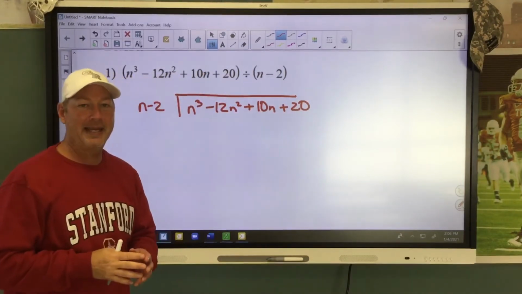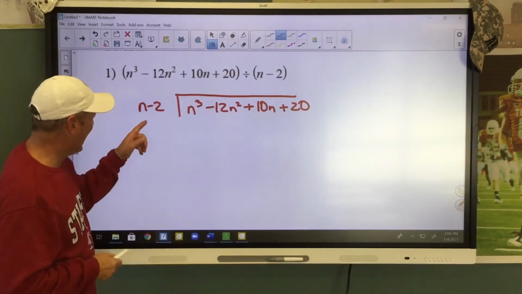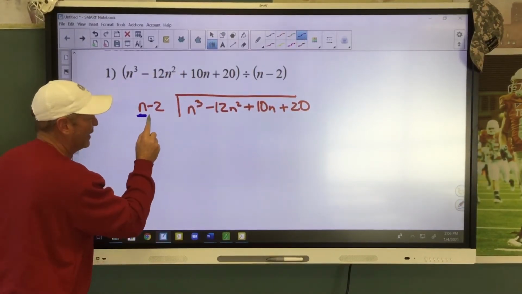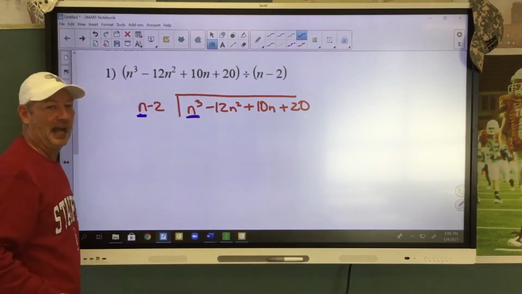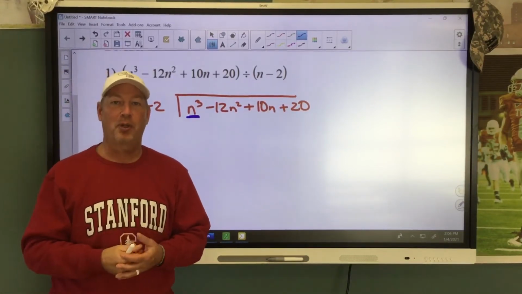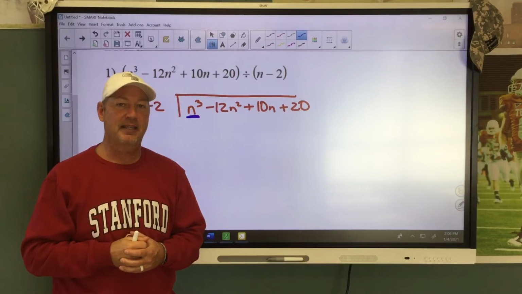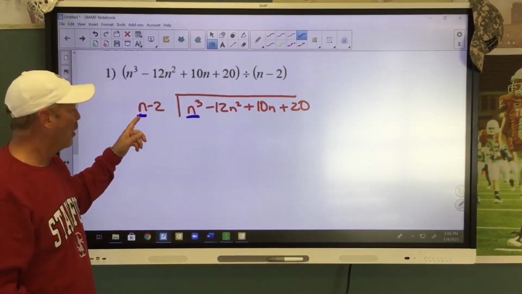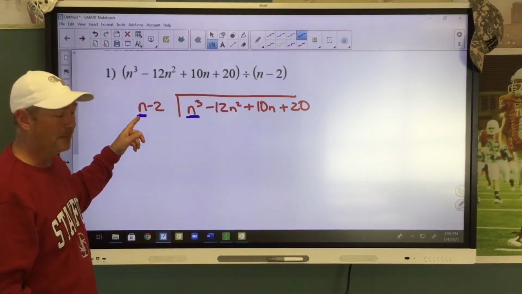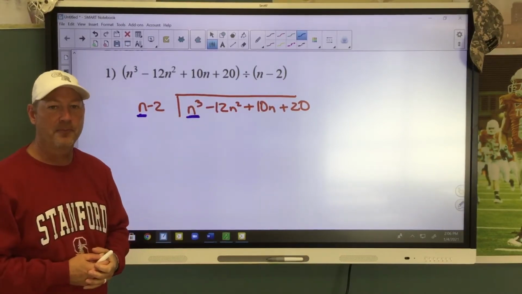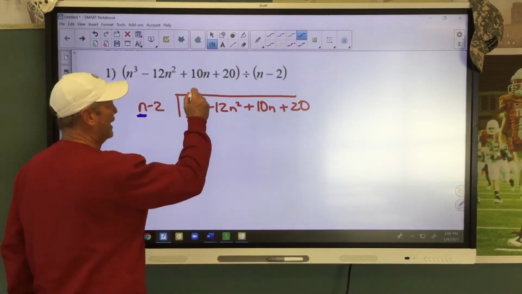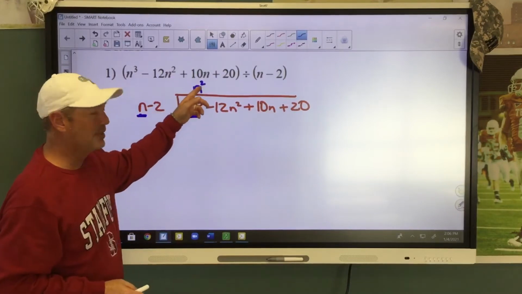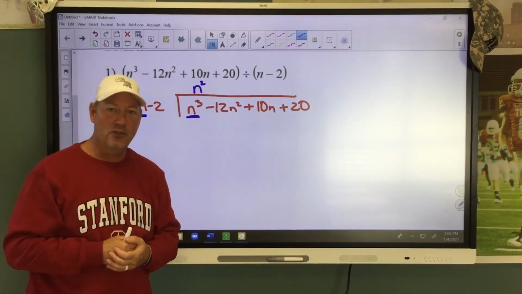So our goal right now to work this problem is I want to make this first term match. I need to figure out what I need to multiply to make those look exactly the same so they can cancel. So if this is n to the first, what would you multiply this times to get to n to the third? And your answer would be n squared, because n times n squared would give me n to the third.